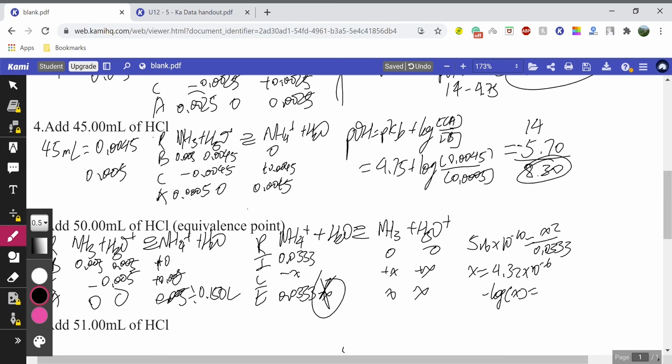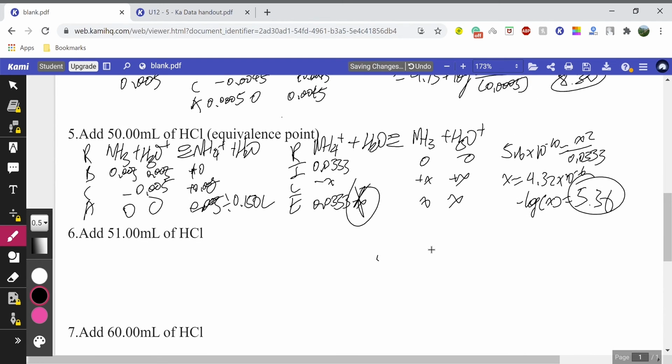And we'll get 5.36 as a pH. And this time we found the pH and not the pOH, so we don't have to do anything. We don't have to add 14 to it. So our answer is 5.36.